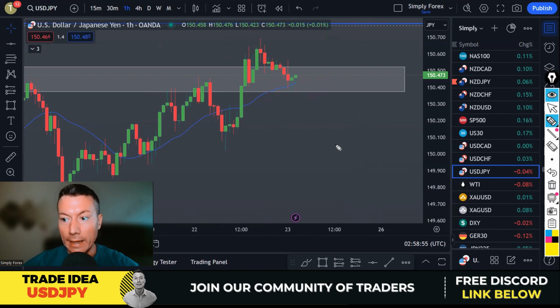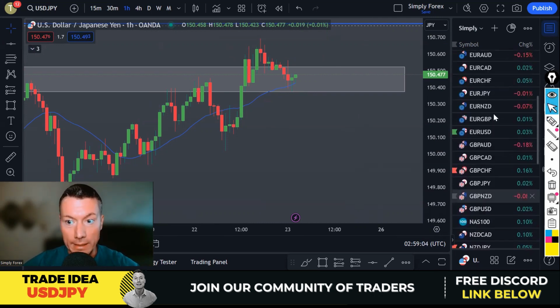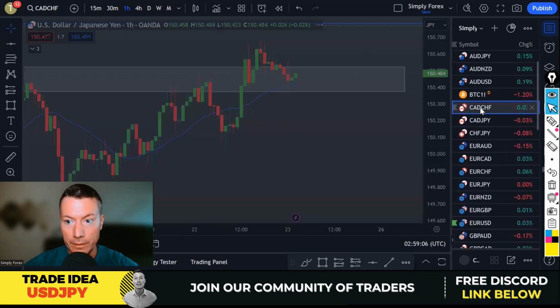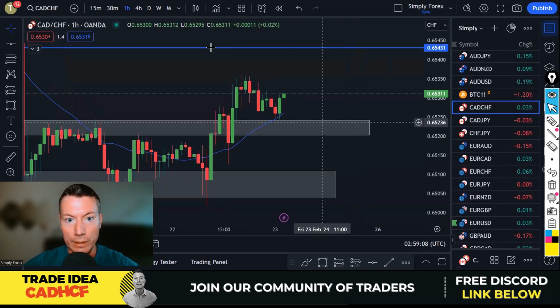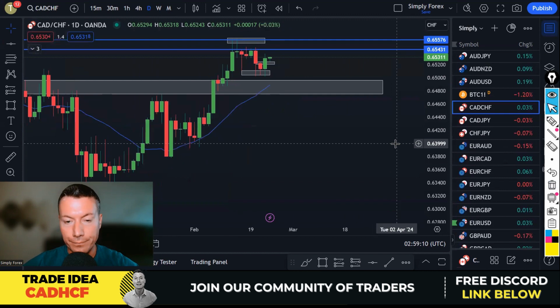So that's US dollar yen. And then this Swiss franc yen weakness has created other trades for us. So I'm still interested in Canadian dollar Swiss franc, guys. Okay, nothing's changed there. We start with the day chart.